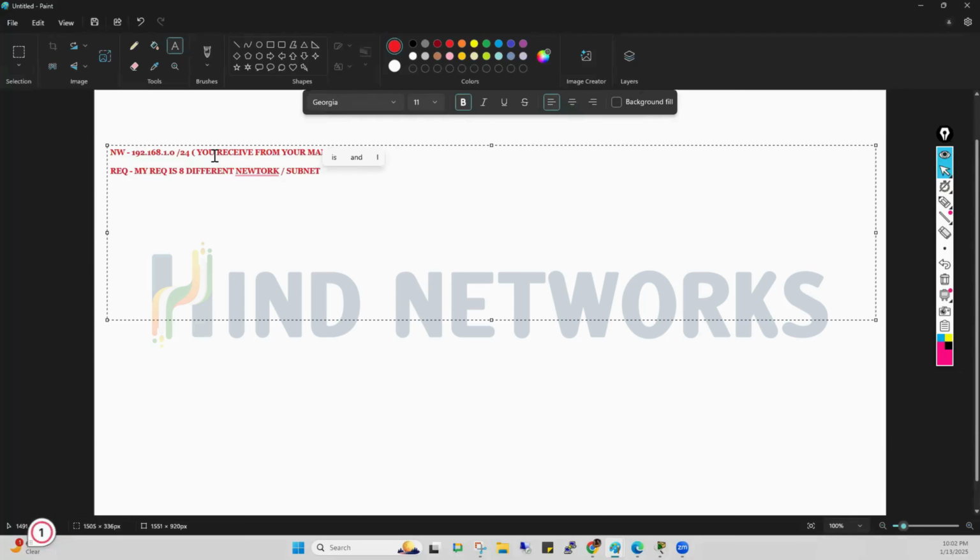Either you can say network or you can say subnet. I hope you understand the requirement. Your manager provides you 192.168.1.0/24. That is the network your manager provides you. And your manager is telling you, hey, I need 8 different networks or 8 different subnets. Could you please provide me? What you will do is subnetting.